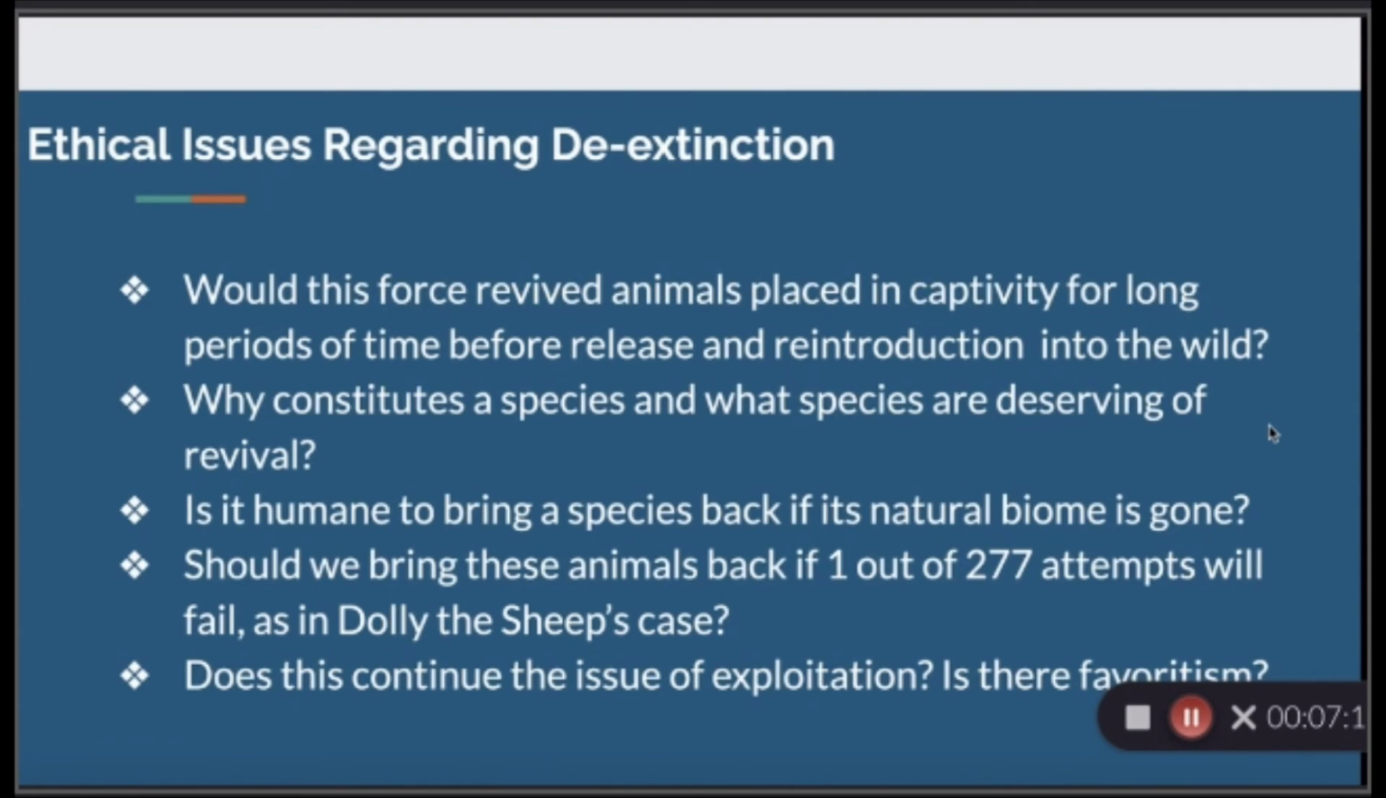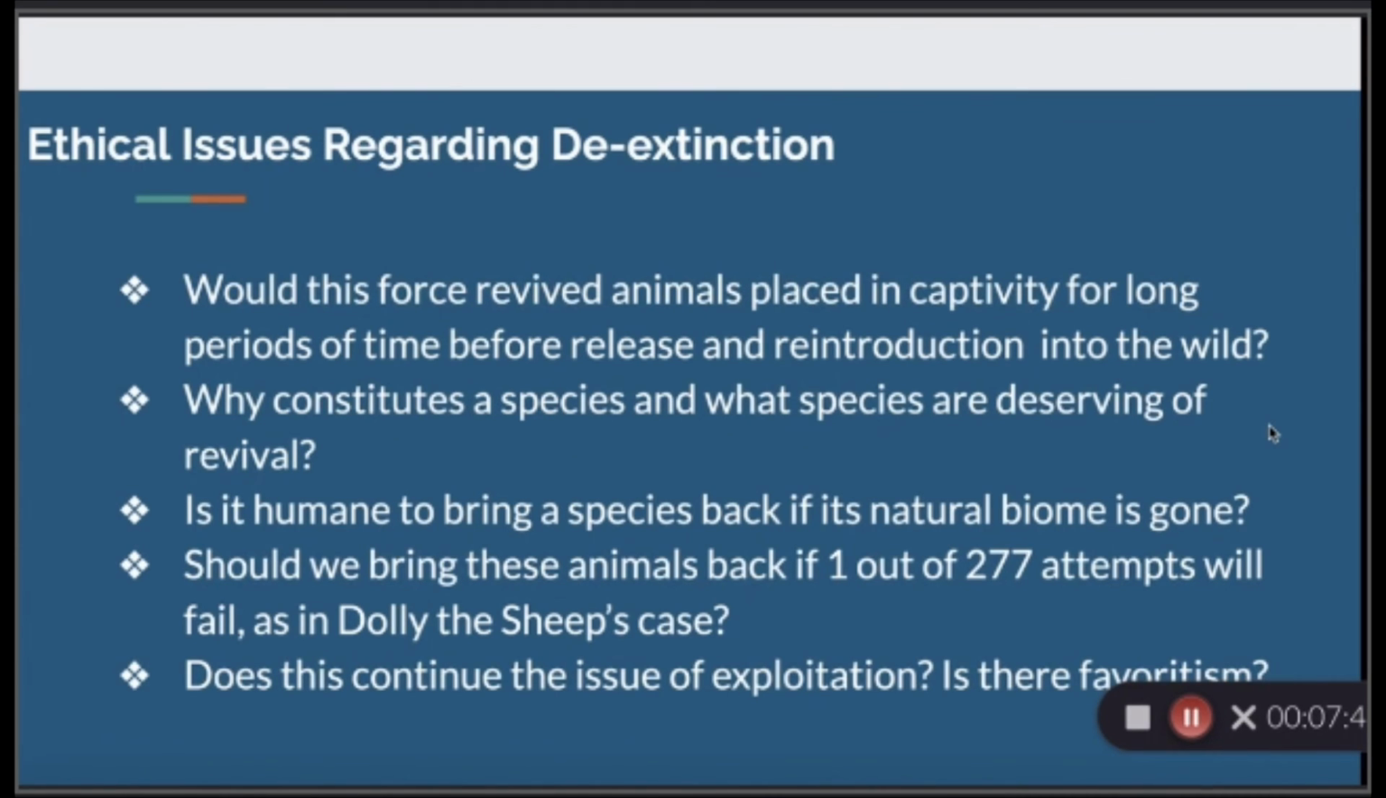Beyond the biological context, there are an incredible amount of ethical issues regarding de-extinction. For one, would de-extinction force revived animals to be placed in captivity for long periods of time before release and reintroduction into the wild, as these populations are going to need to be built? Also, what constitutes a species, and what species are deserving of revival?